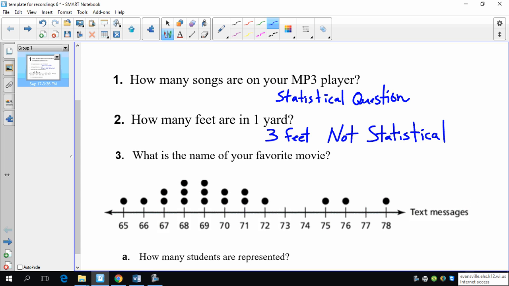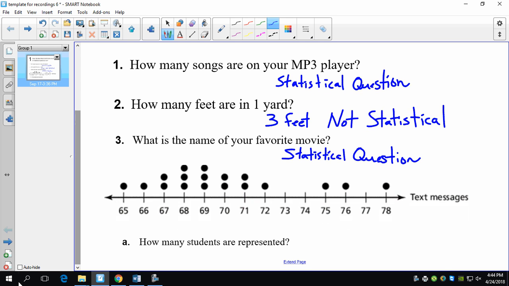Number 3, what is the name of your favorite movie? Again, if you polled a lot of 6th graders, you would get a lot of different responses, so that would be a statistical question because you're going to have multiple responses, and then from those multiple responses you can sort of mine a lot of data from that.